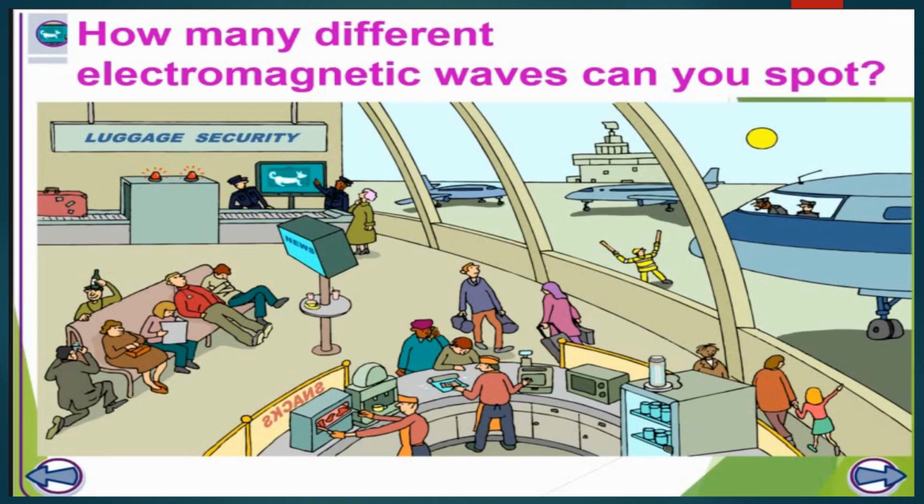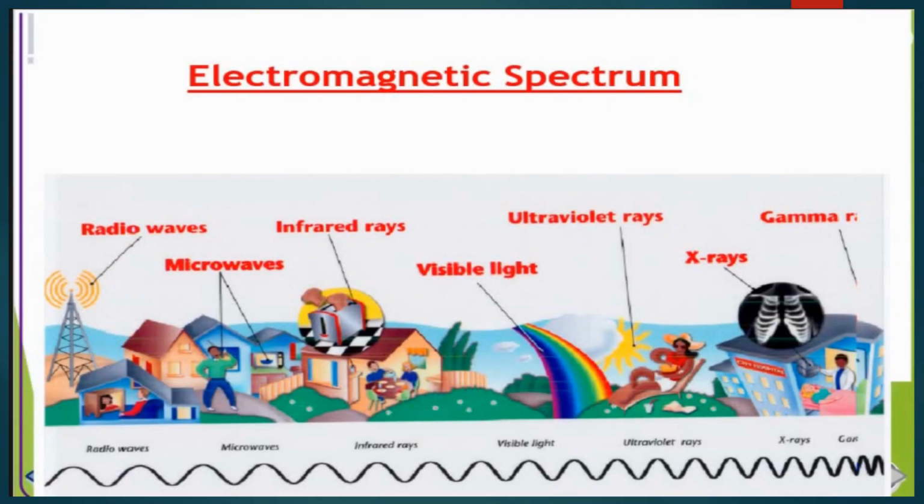How many electromagnetic waves can you spot? So these are the different electromagnetic waves. We call it the electromagnetic spectrum. The electromagnetic spectrum is the name given to the range of electromagnetic waves when placed in the order of increasing frequency.